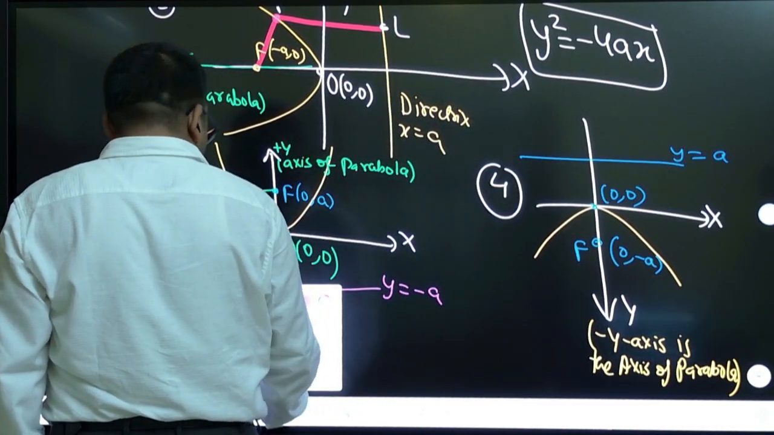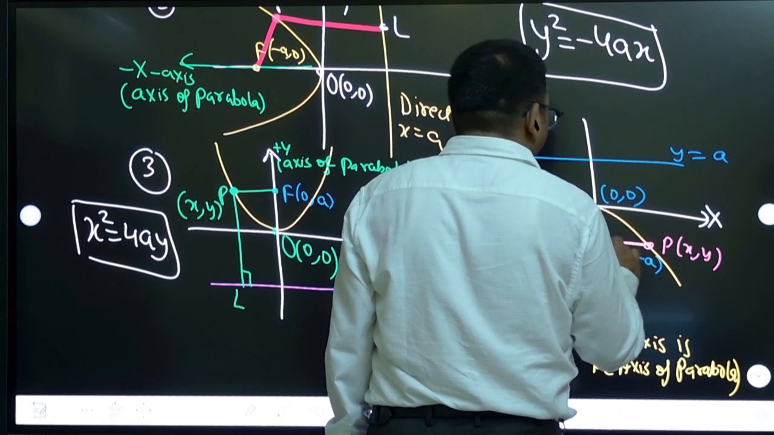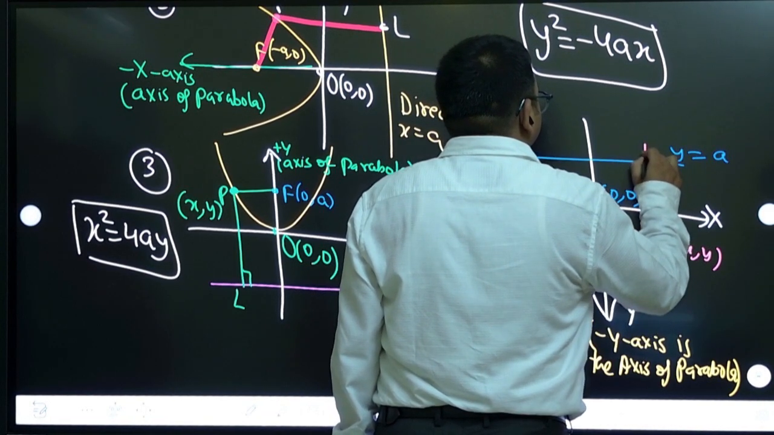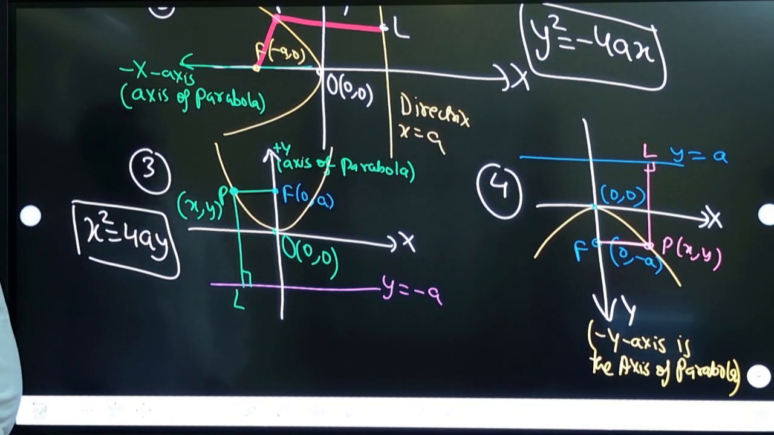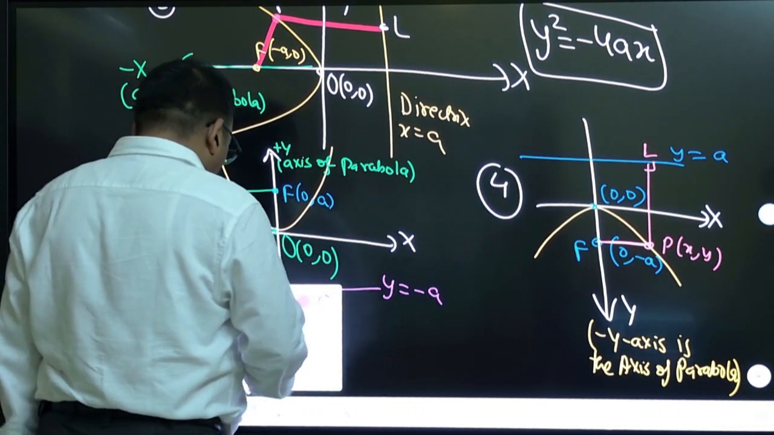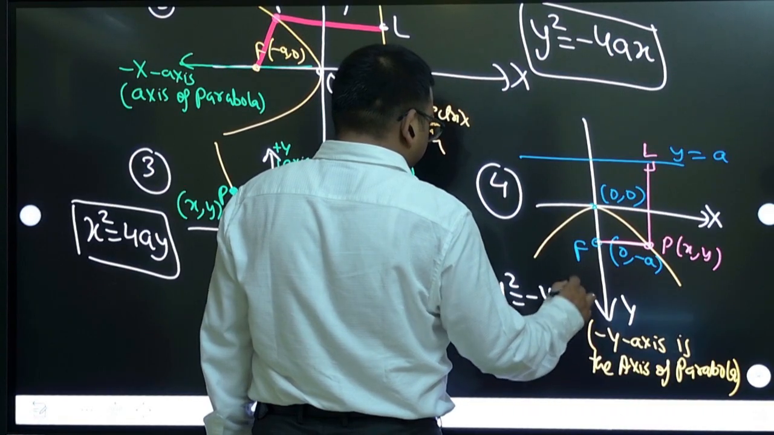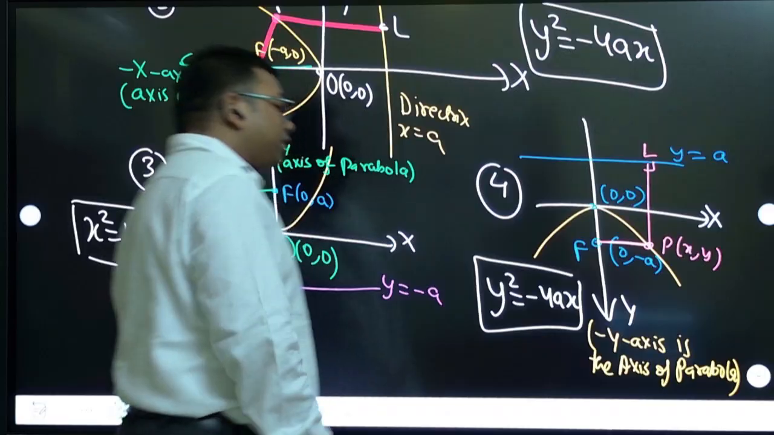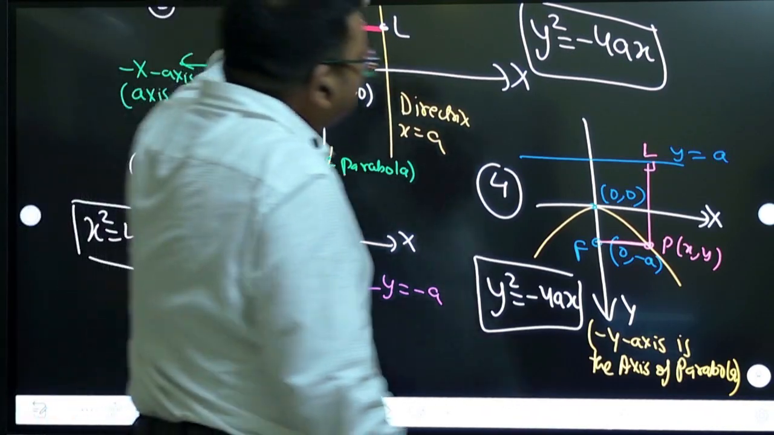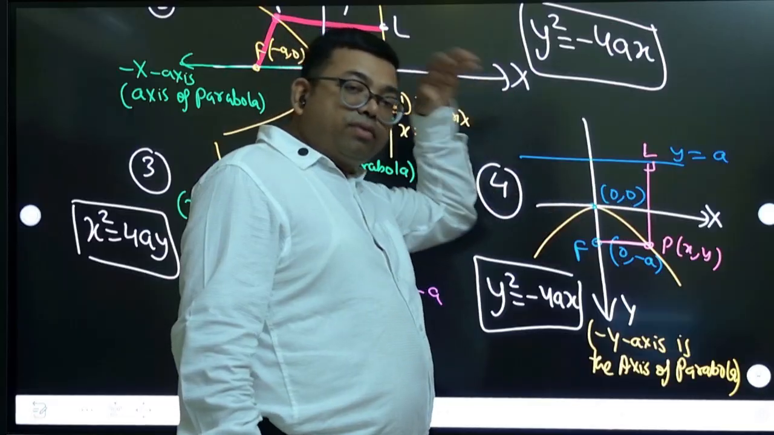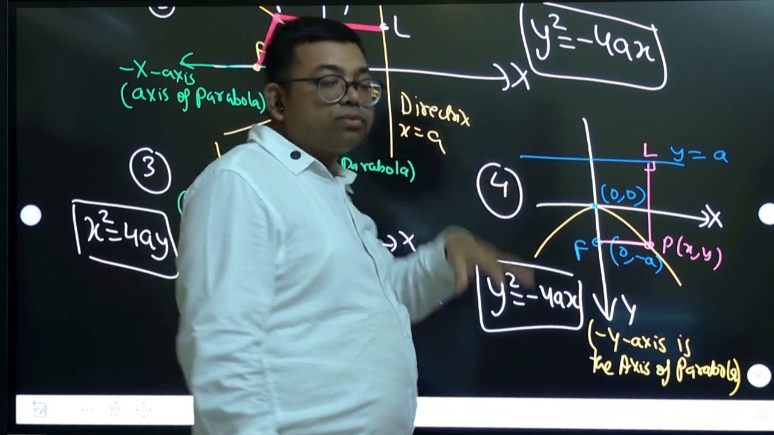And again the same definition holds here. Any point P, x comma y, its distance from the focus and its distance from the directrix PL, they are always equal. PL is always equal to PF. Right? So this equation of parabola is x square is equal to minus 4ay. Right? So these are the four standard forms of parabola. In all these standard forms, you can see that if x is quadratic, y is linear, or if y is quadratic, x is linear.